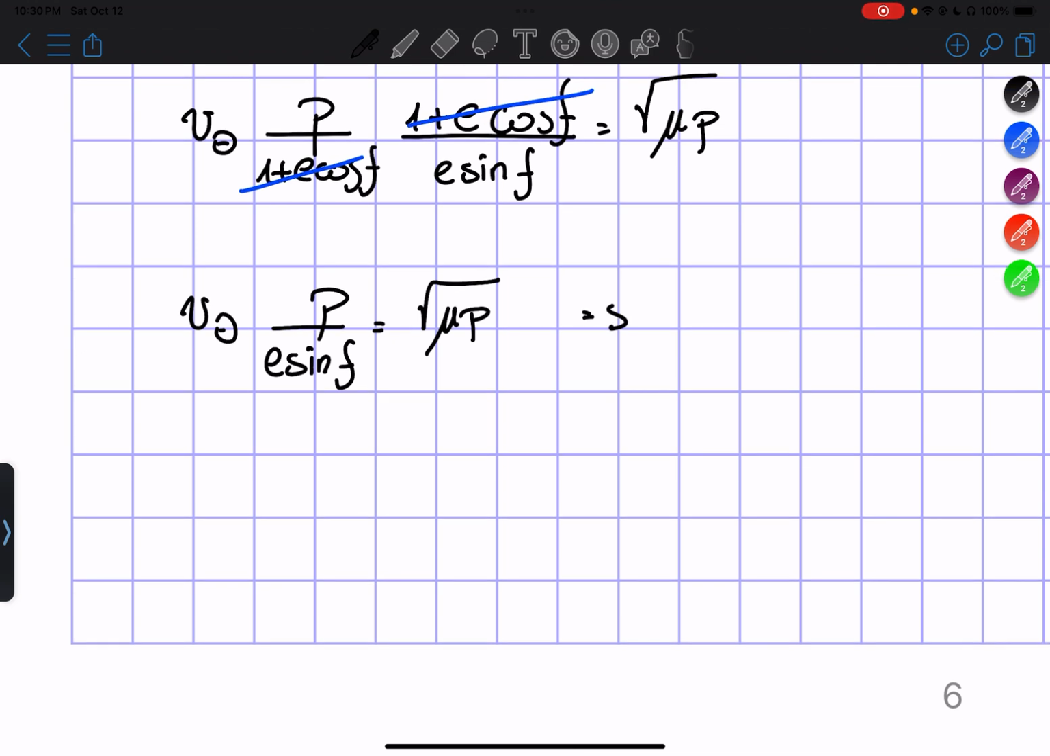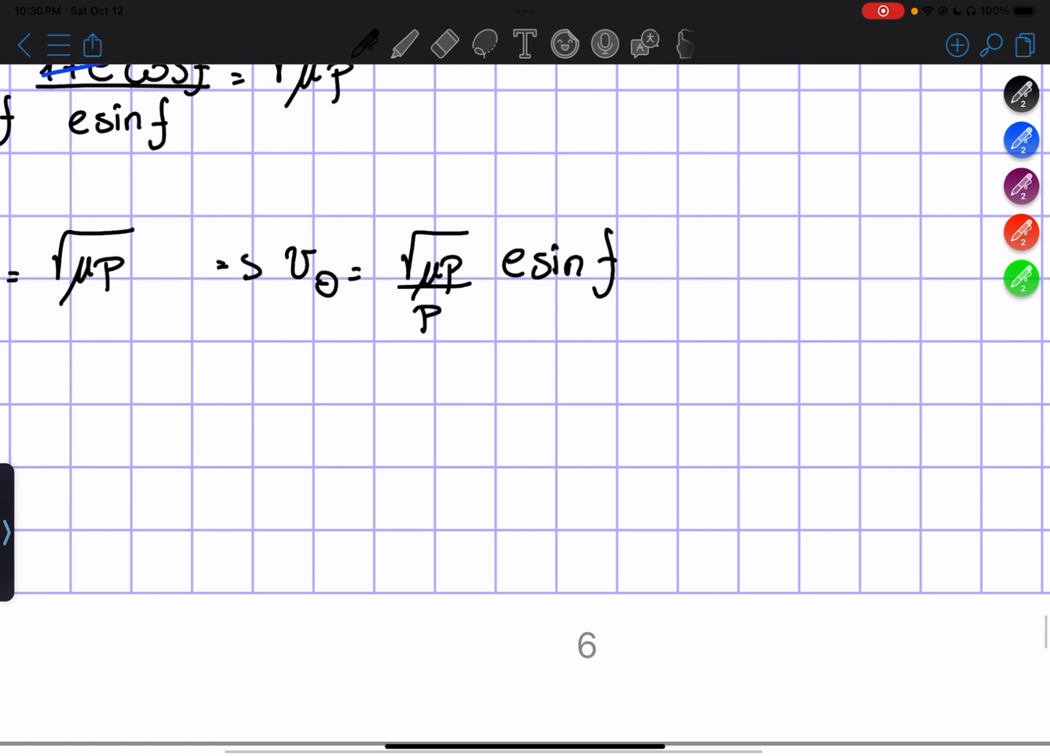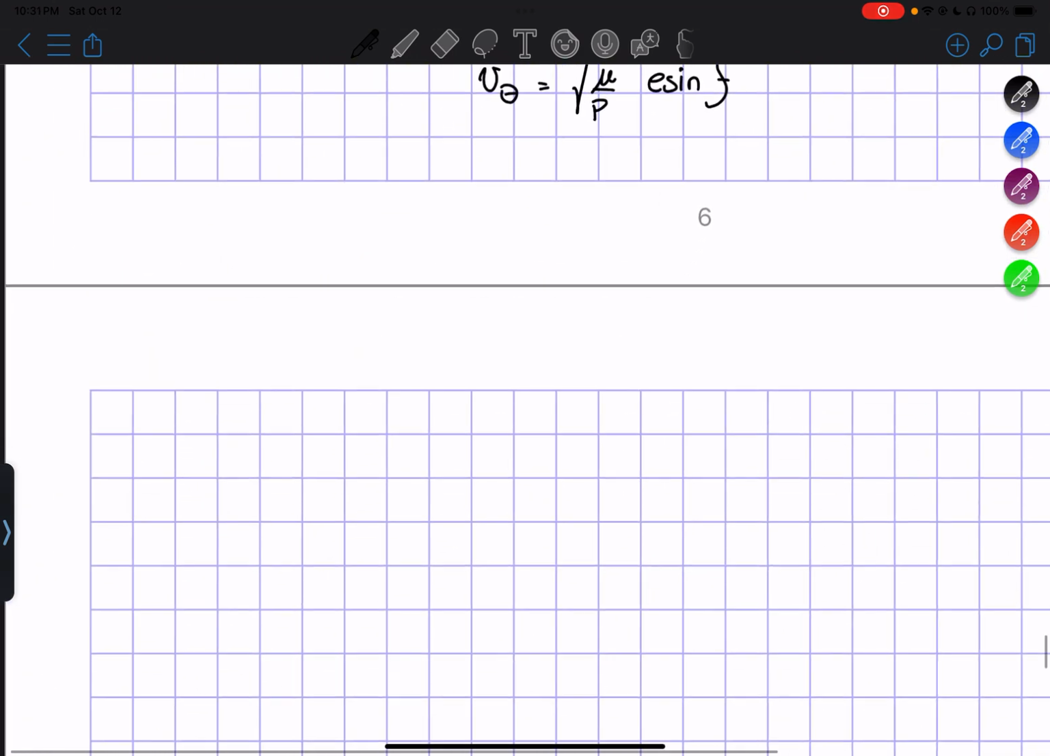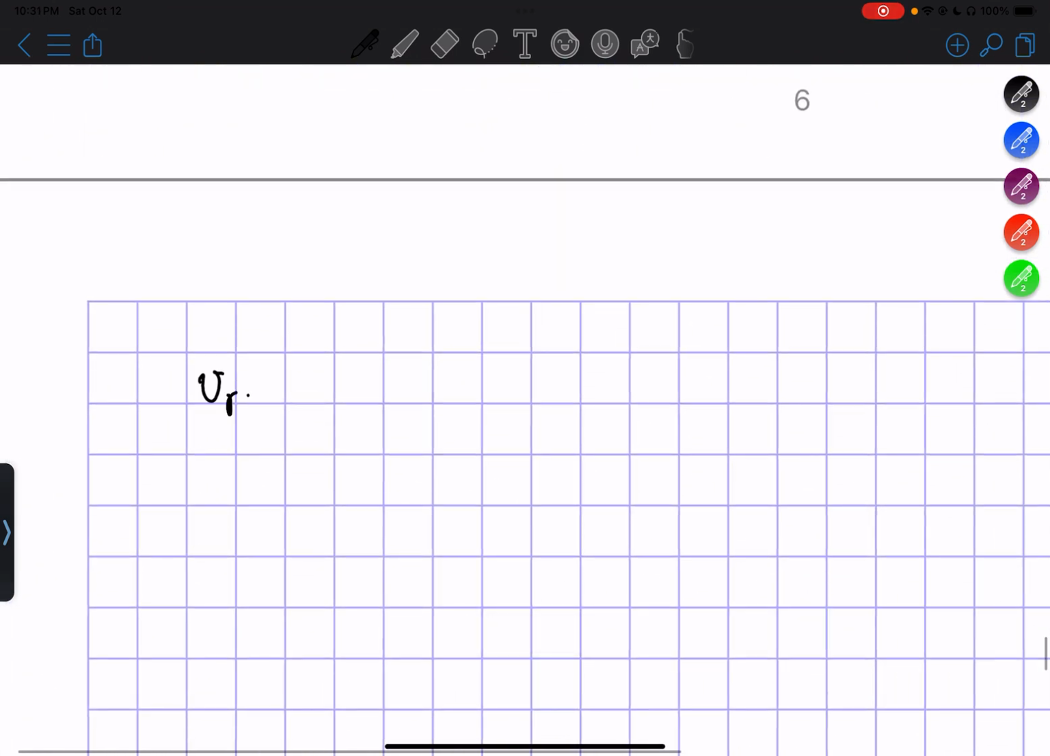Let's solve this for v theta, and now we get square root of mu p divided by p times e sine f. Now, on top here, we have square root of p divided by p, and it just ends up being square root of mu over p times e sine f. And here we have v theta. Now for VR, however, we have a similar thing. Now we do have VR here, and we said it equals v cosine of gamma.